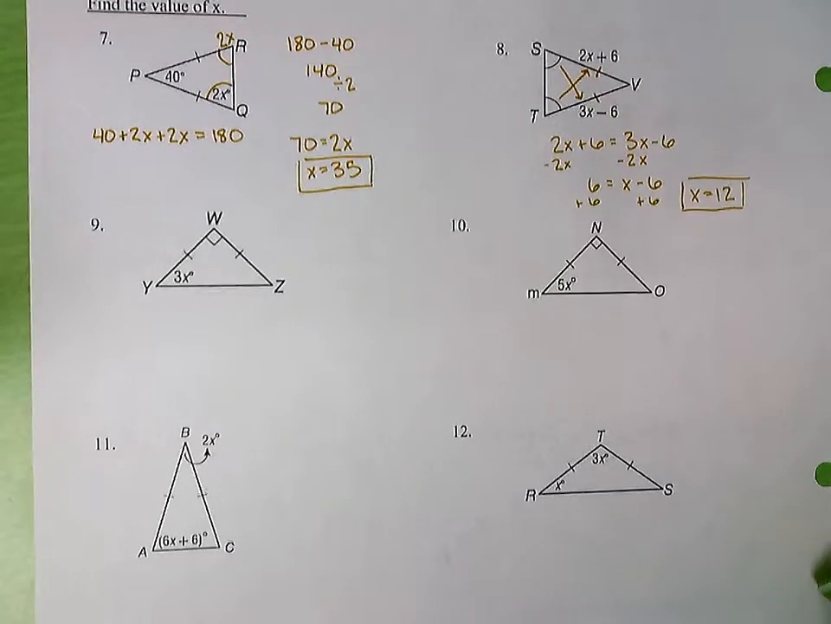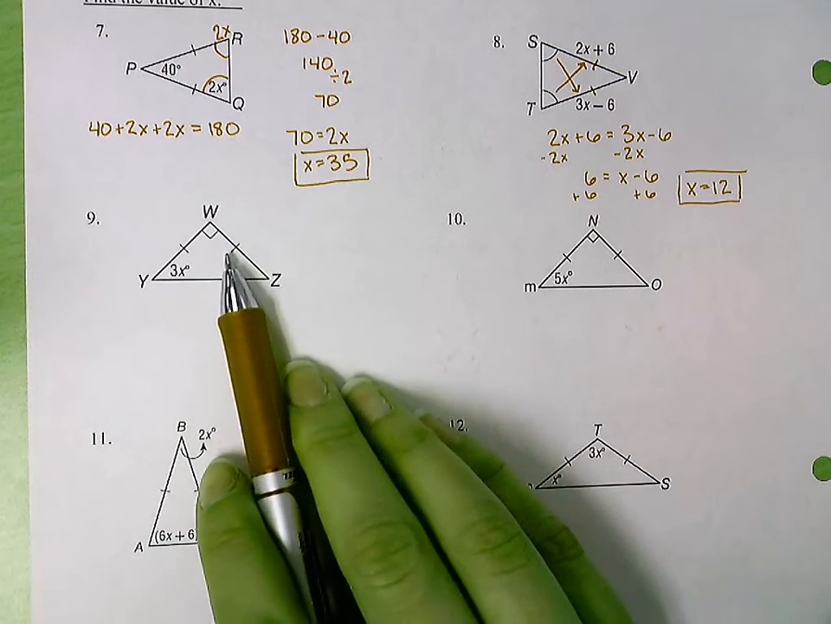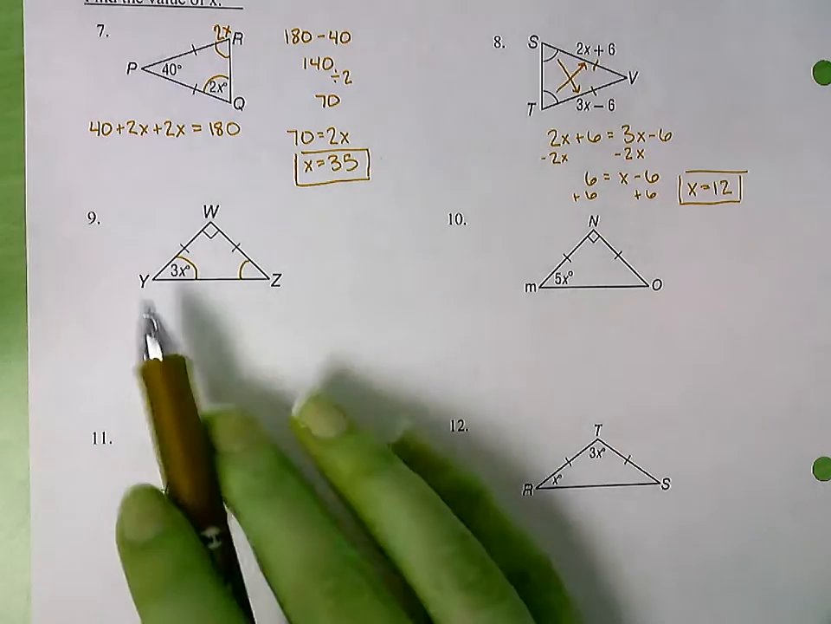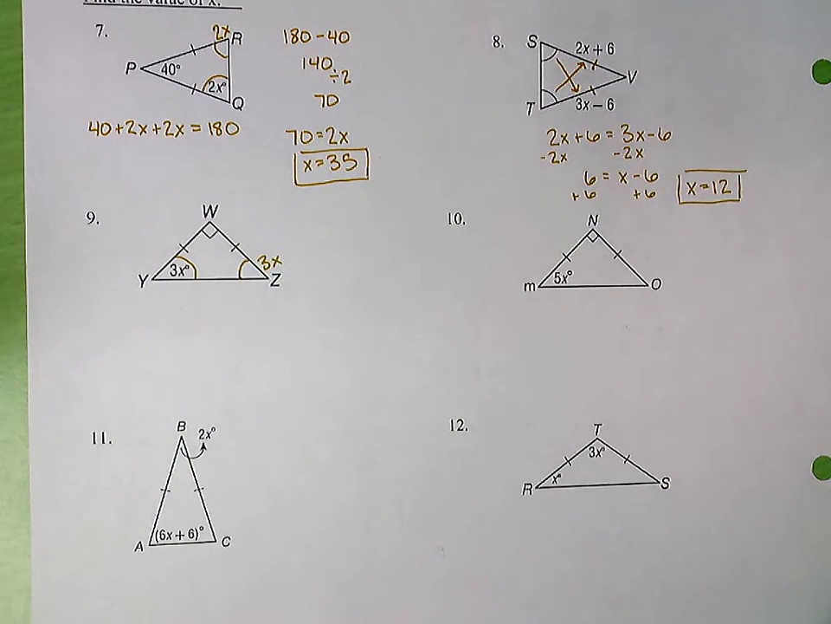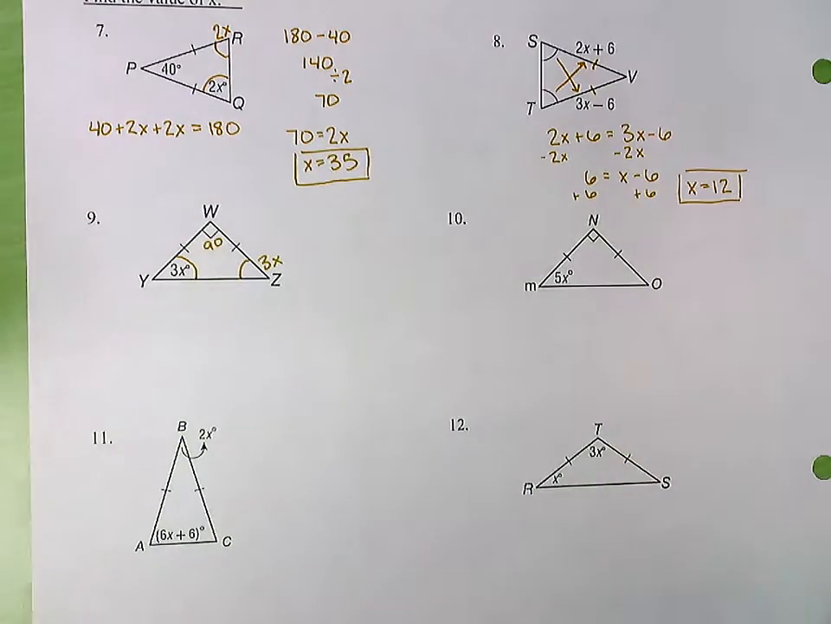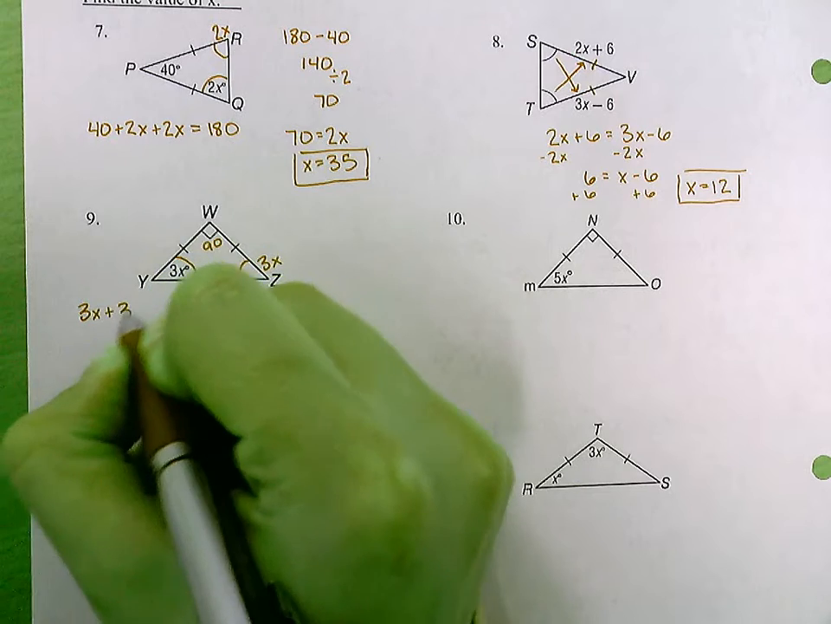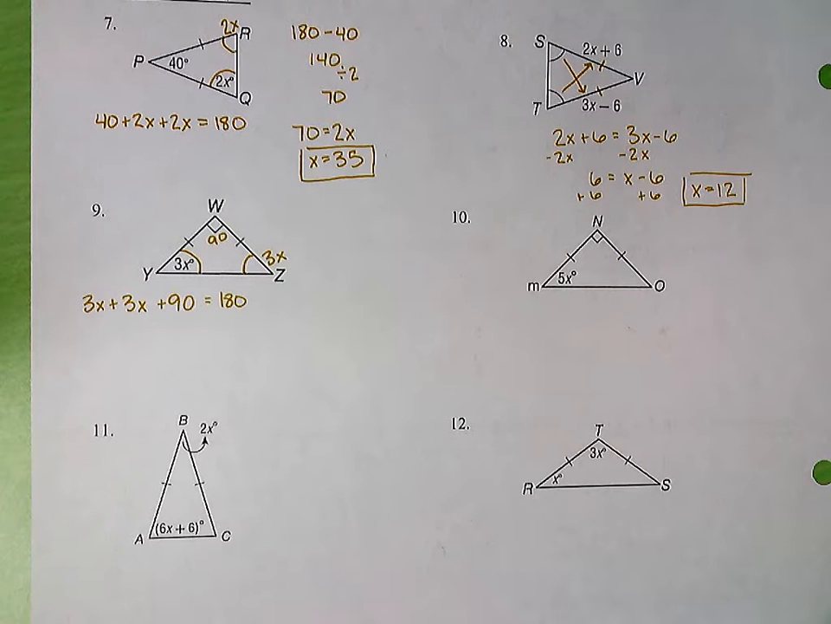All right. Number 9. Again, I have two sides congruent, so their opposite angles are congruent. Since y is 3x, z is also 3x. This box up here means that's 90. Okay, all three angles have to add to be 180. So I can take 3x plus 90 and set it equal to 180 and solve for x, right? All three add to be 180.